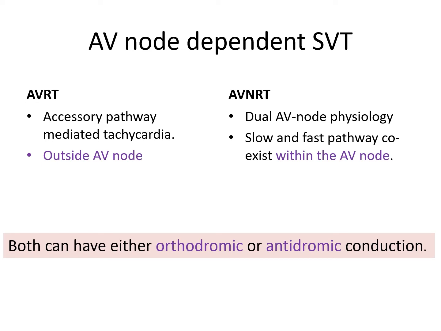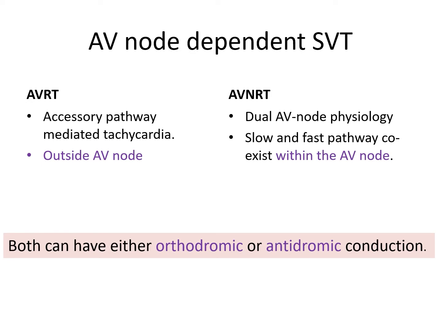This includes two rhythms, AV-RT, which is atrioventricular re-entry tachycardia, and AV-NRT, which is AV nodal re-entry tachycardia. The difference here is that in AV-RT, the accessory pathway is located outside the AV node, whereas in AV-NRT, the accessory pathway is located within the AV node itself. So in AV-RT, there is one AV node and there is another accessory pathway which lies outside the AV node, and this mediates the tachycardia.